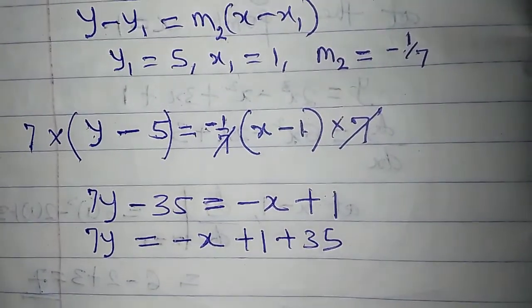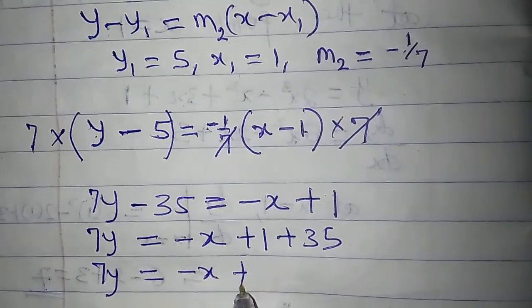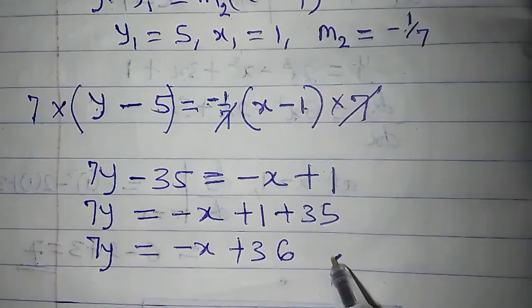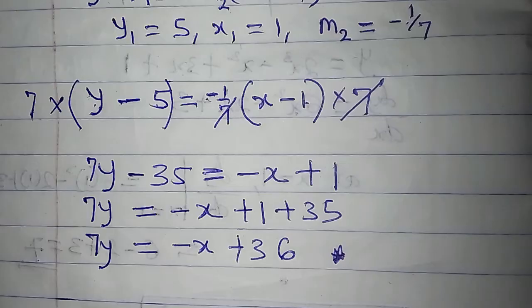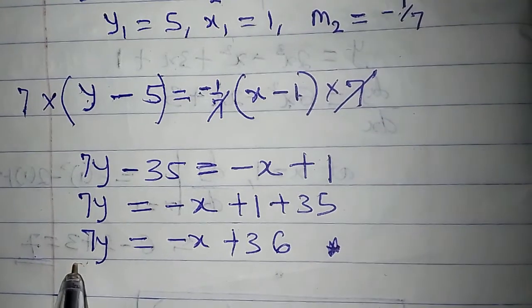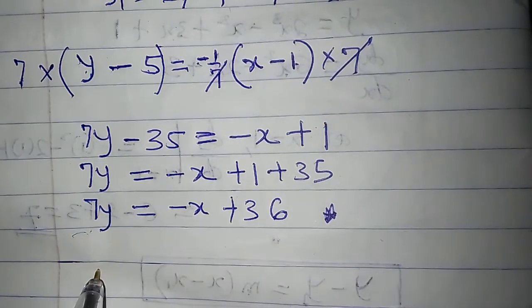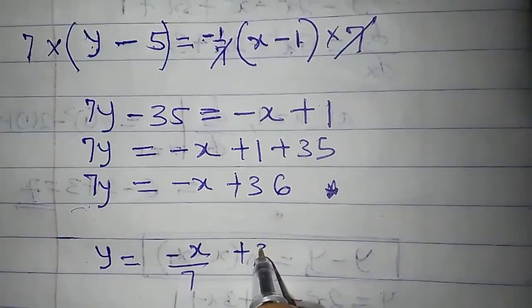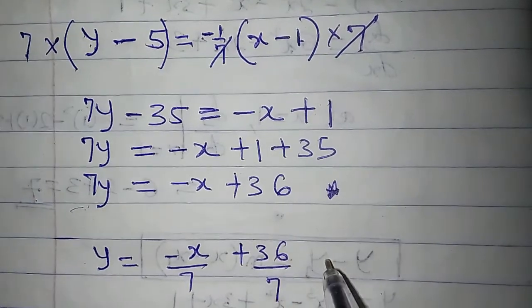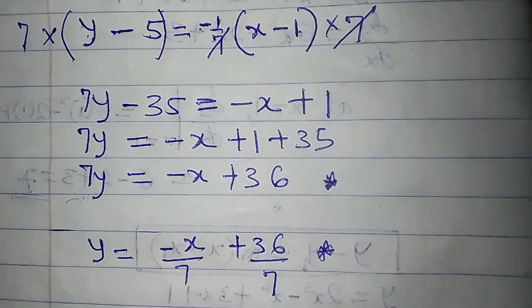Okay? 7y will now be equal to minus x plus 36. I can leave the equation like this, or I can write it another way, depending on the way I want to leave it. I can divide all through by 7. If I divide all through by 7, I'll have y is equal to minus x over 7 plus 36 all over 7. If I leave it this way, I'm still correct. This is still the equation of the normal.